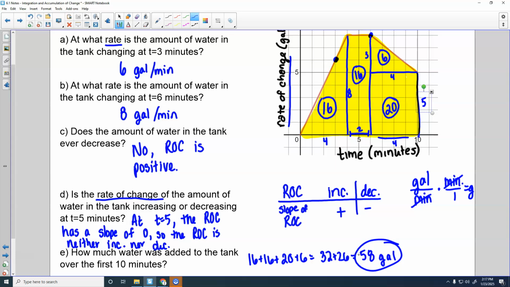Now this almost tells us how much water is in the tank. We don't know what we started with. The tank was empty to start with, and we've got 58 gallons. It's possible the tank already had 100 gallons in it. Now it's got 158. So we would have to have one more piece of information to know exactly how much water is in the tank. Okay, questions?